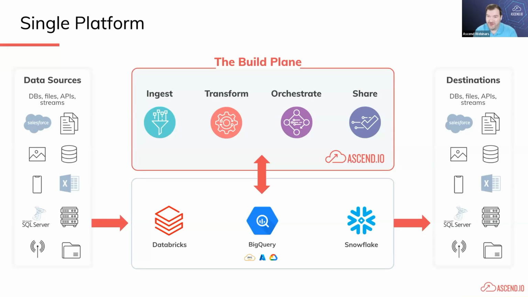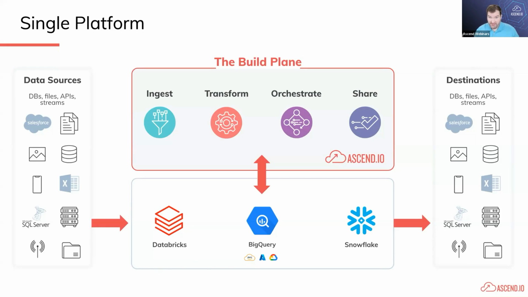So what we're going to show you here today is an automation platform built on a single pane of glass. The Ascend.io automation platform is a single centralized platform that helps you ingest, transform, orchestrate, and share your data across a variety of different data clouds and a variety of different hyperscalers as well. We're very platform agnostic, so the platform itself can be deployed in a variety of different contexts.